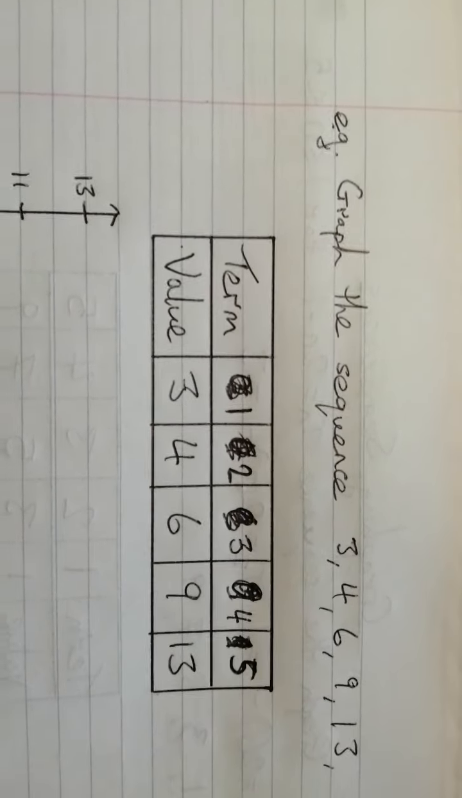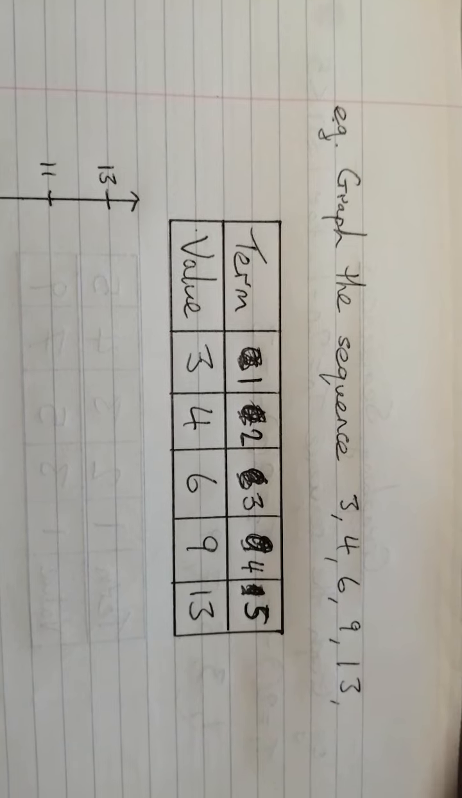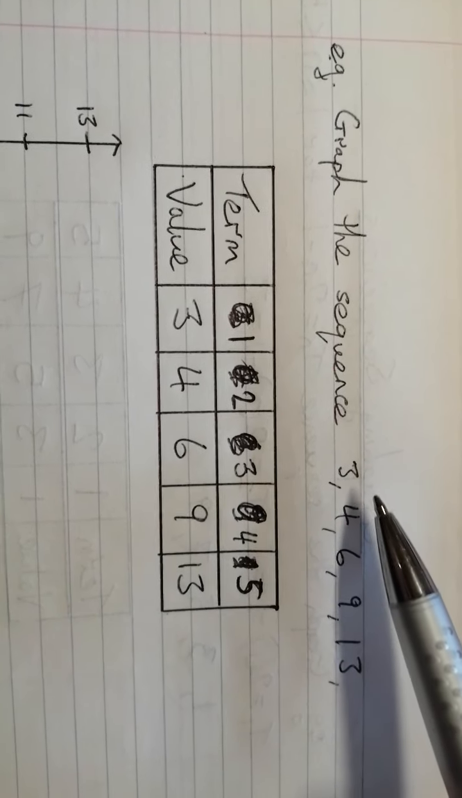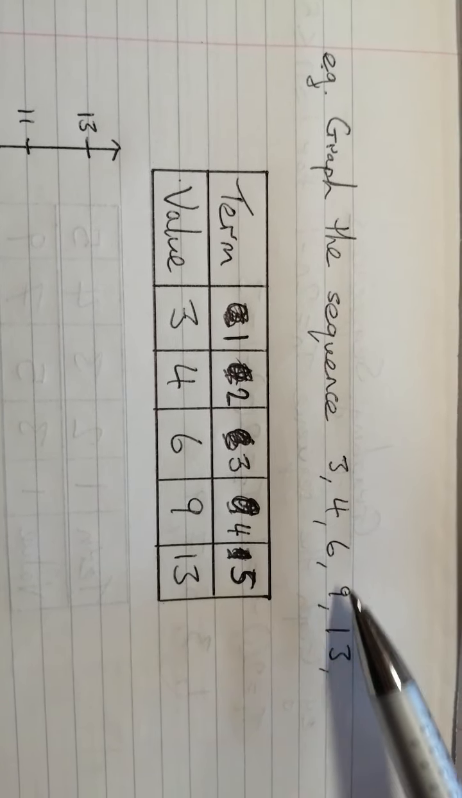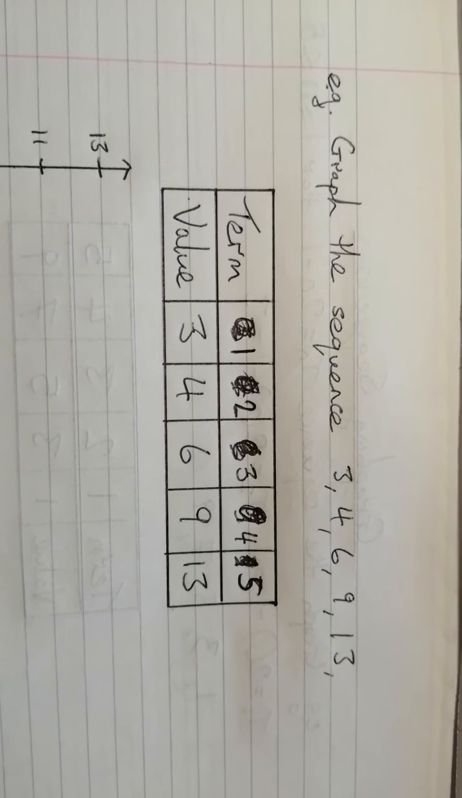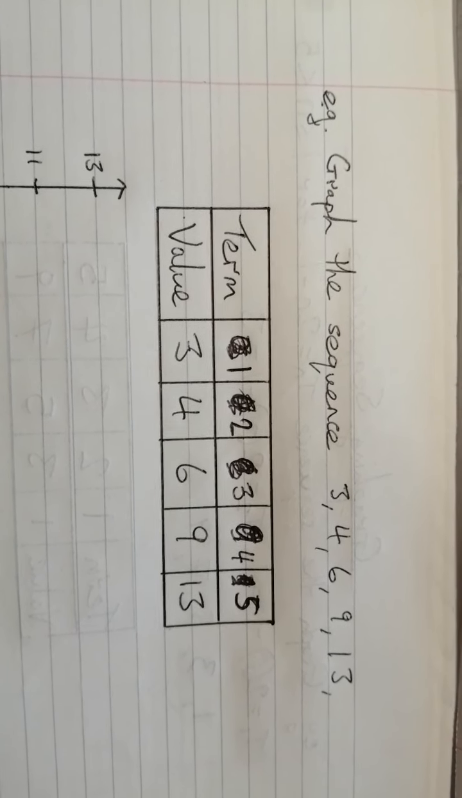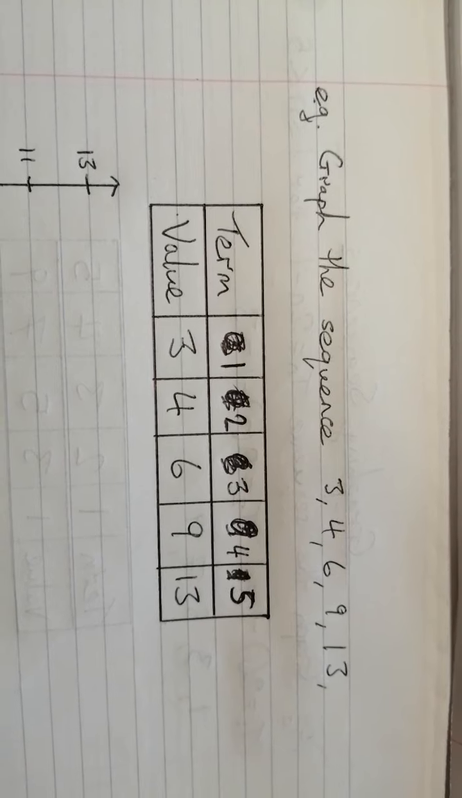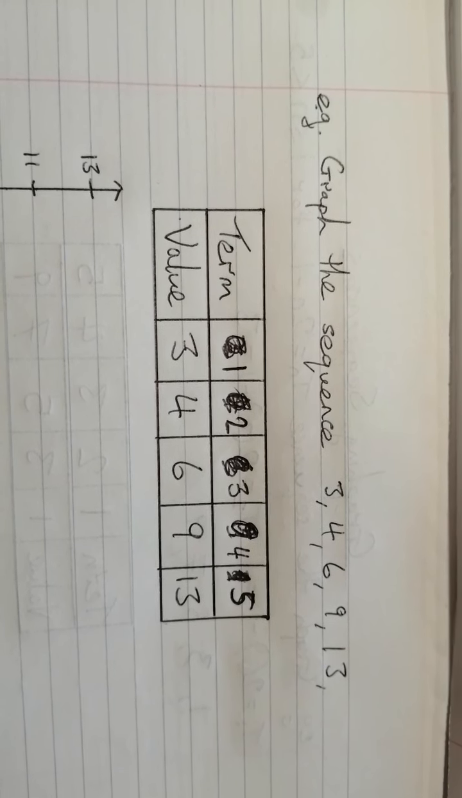Okay, hello again. This time we're going to be graphing a quadratic sequence. And the sequence is 3, 4, 6, 9, 13. So I didn't give it to you in terms of term n this time, where you had to work out the actual values of the terms. Instead, I gave them to you.